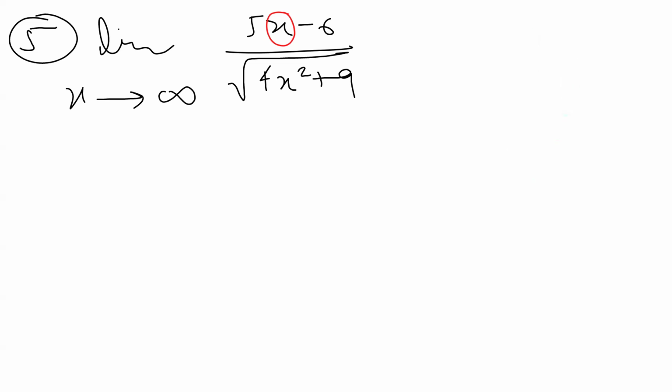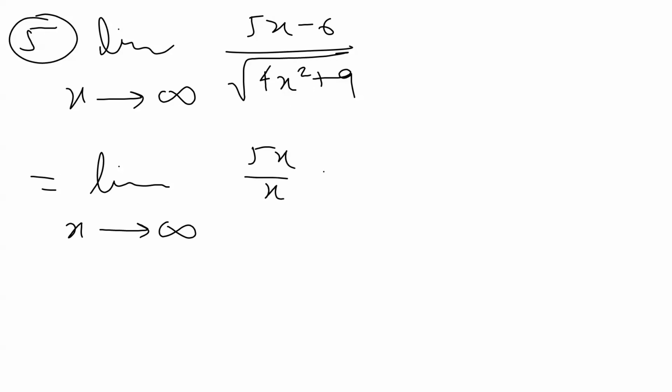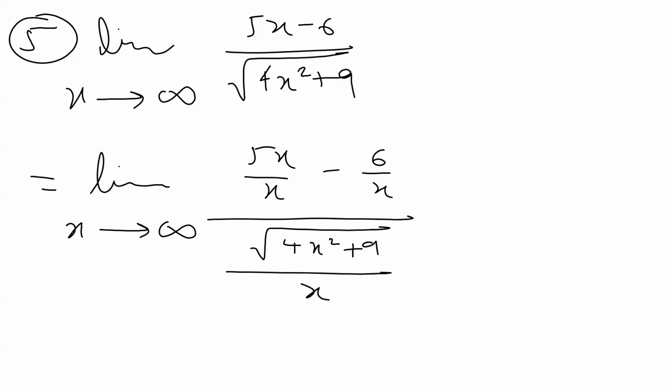Guys, you understood this discussion? Yes, sir. Because there is a root, it's not x square. It is treated as x. Square root of x square is x. So divide throughout by x. Each and every term I'm dividing by x. So this is gone.